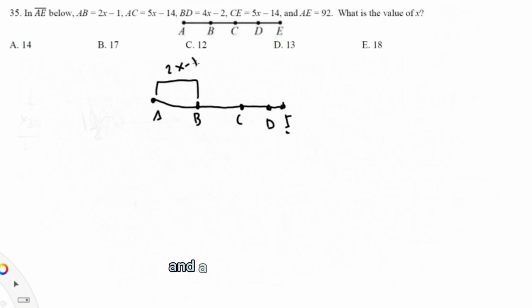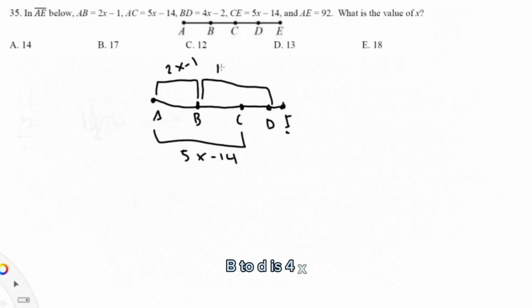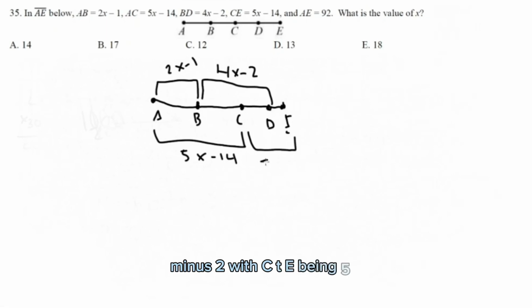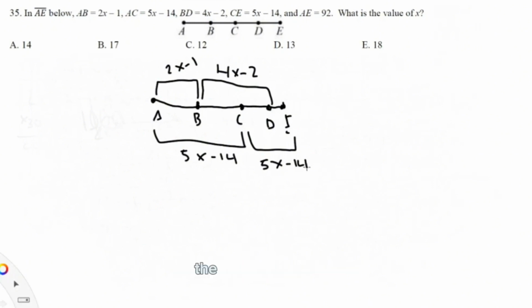And A to C, from here to here, that is 5x minus 14. And they're saying that B to D is 4x minus 2, with C to E being 5x minus 14. Alright, and they're saying that AE, the entire thing, is 92. So how do we solve this?